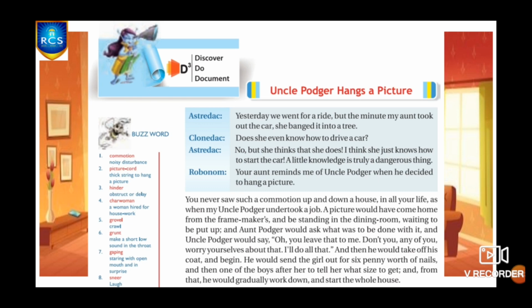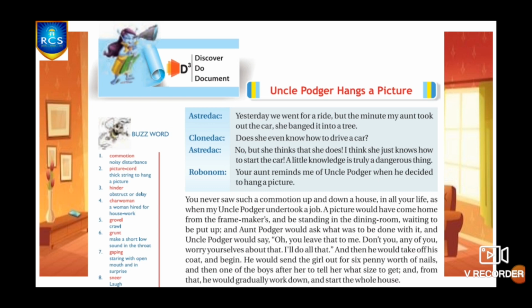He would send the girl out for 6 penny worth of nails and then one of the boys after her to tell her what size to get. And from that, he would gradually work down and start the whole house.